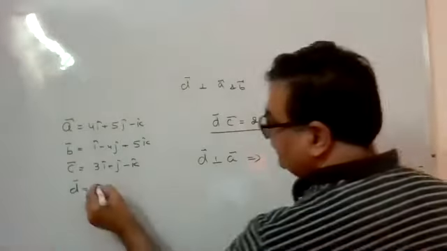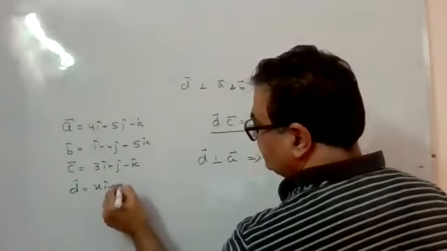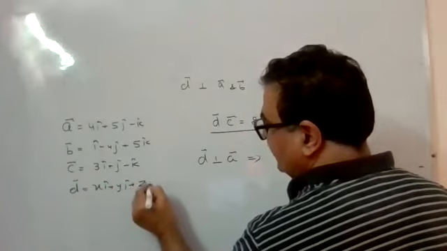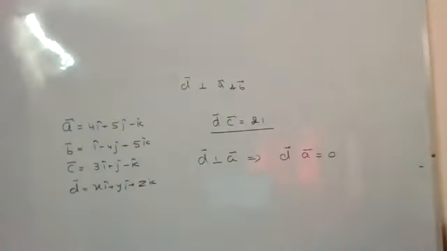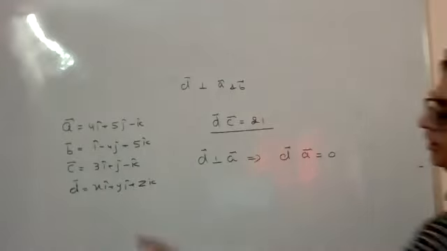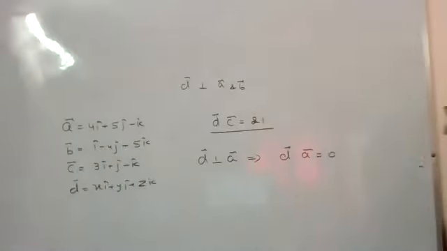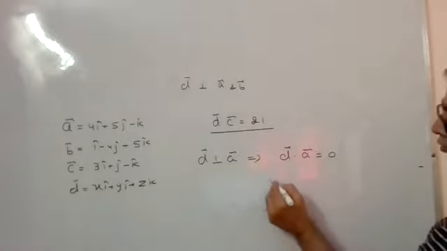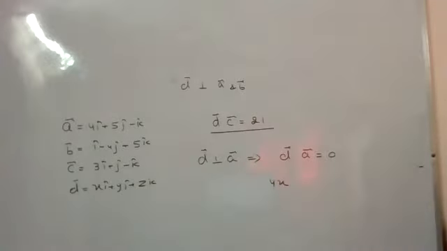What do you now assume D to be? Let it be xi plus yj plus zk. This is the D vector I have taken. D dot A is 0. What does it mean? 4x plus 5y minus z is 0. This is the first condition I got.